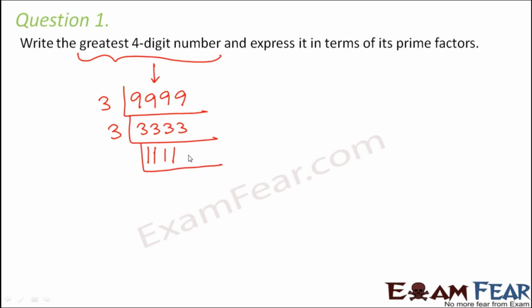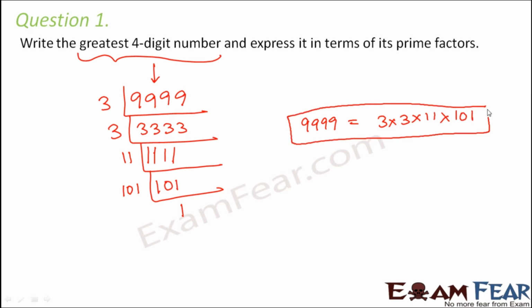Now, will this be divisible by 2? No. 3? No. 5? No. So like that, you will see that the smallest prime number by which it is divisible would be 11. That is, 11 ones are 11, 0, 11 ones are 11. Now 101 is again a prime number, so this will be divisible only by 101. So you can write 9999 as a product of 3 into 3 into 11 into 101. So these are the prime factors of the greatest 4-digit number.